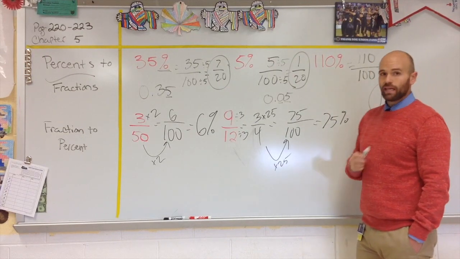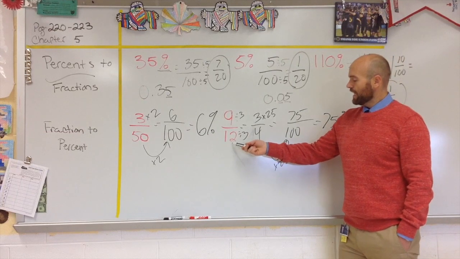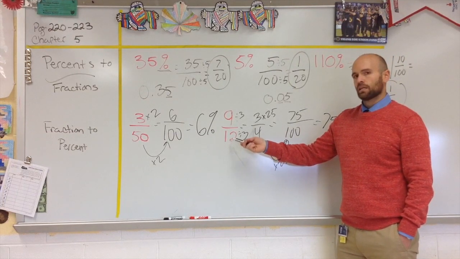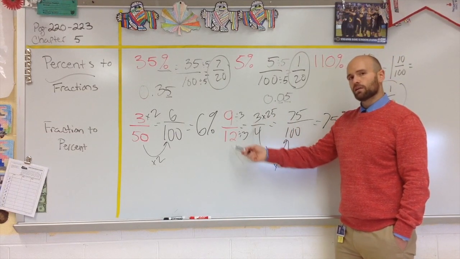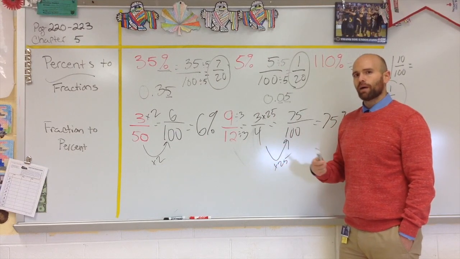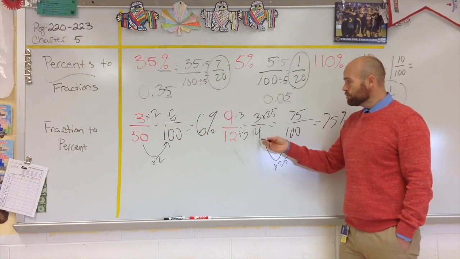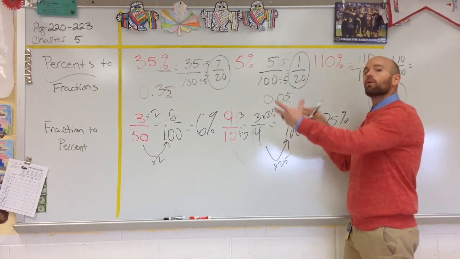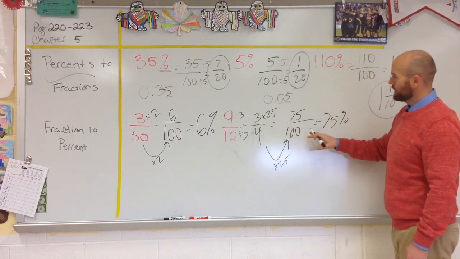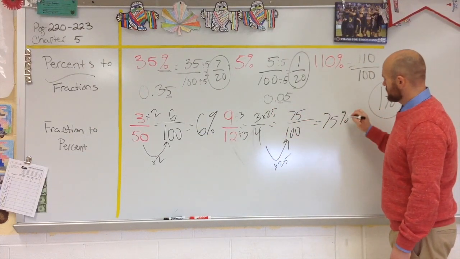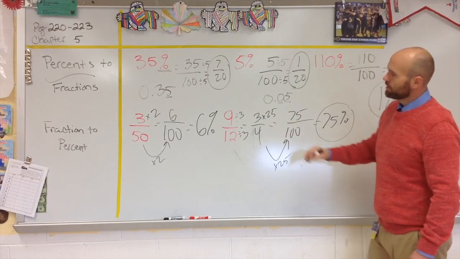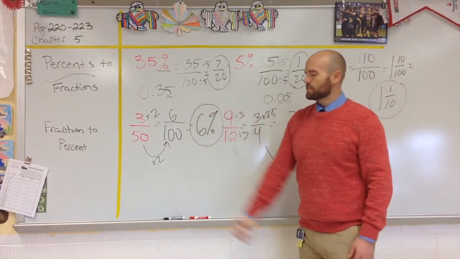Okay? So once again, just a quick review. If I can't take this denominator to 100 by multiplying by a whole number, I could possibly reduce it and then build it back up, so to speak. All right, so 9/12 is equivalent to 75%. 3/50 is equivalent to 6%.